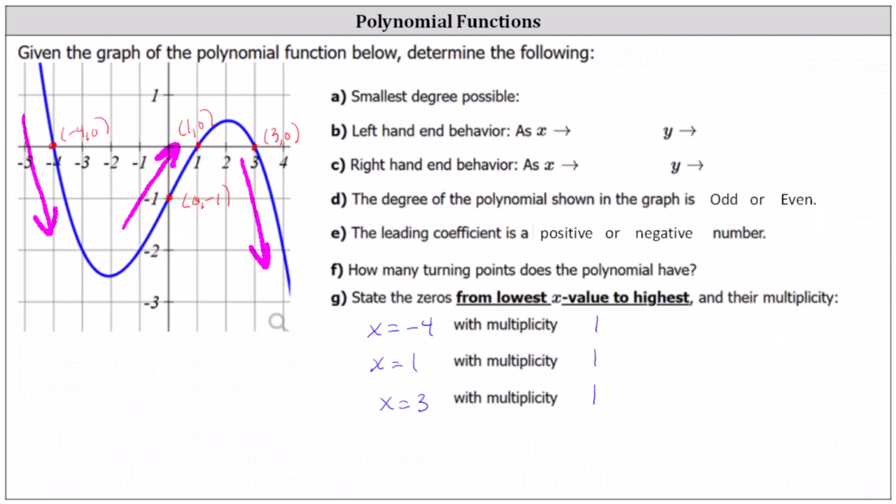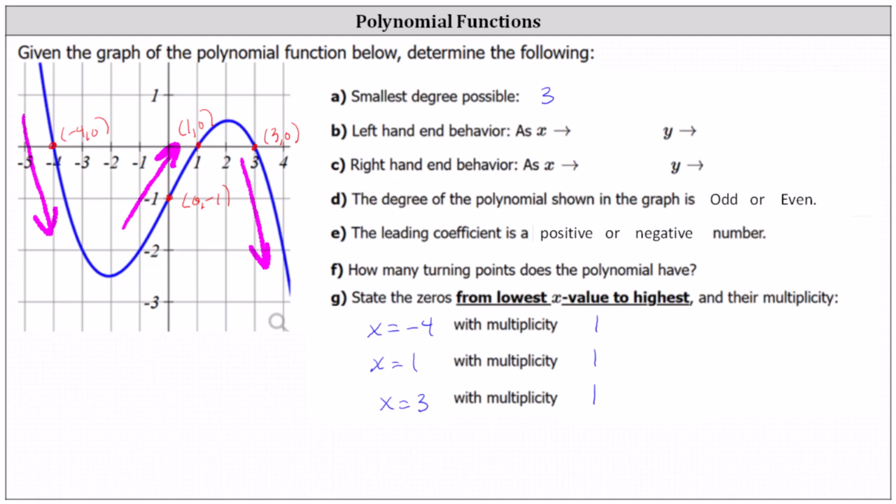So again, each of the zeros here has multiplicity 1. The sum of the multiplicities, which in this case is 3, is the smallest possible degree. It could be more than 3 because we could have complex zeros that don't appear as x-intercepts. And now let's determine the left and right hand behavior.